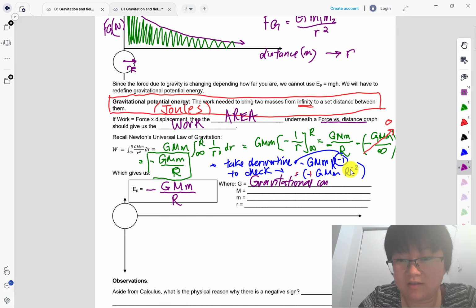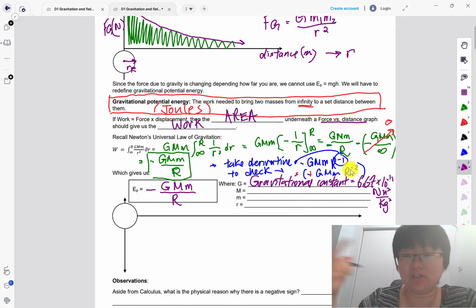Gravitational constant, which is, we all love this number, 6.67 times 10 to the power of -11. Units: newtons times meters squared over kg squared. And I know I should have used the exponents, just running out of space there.